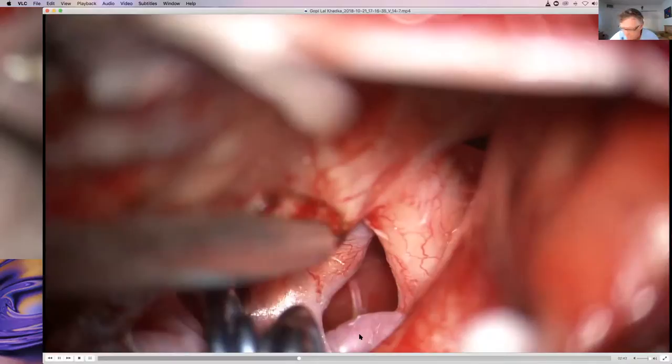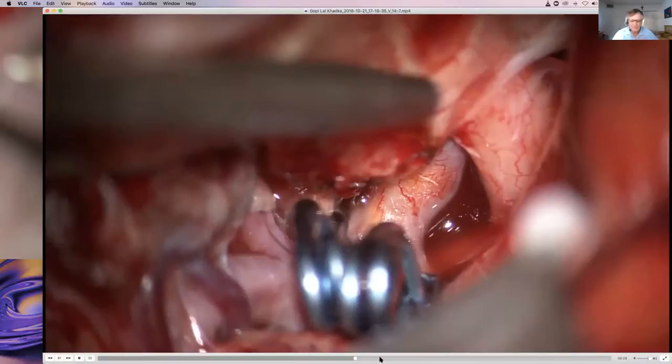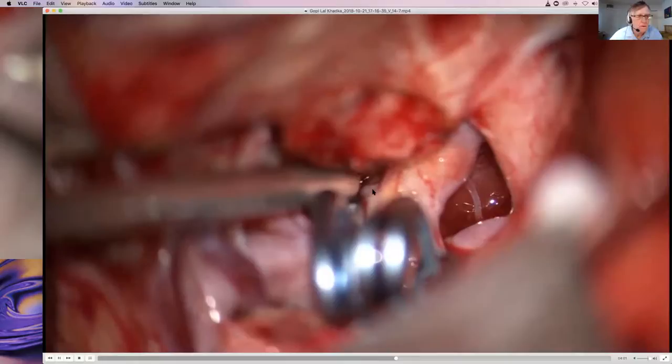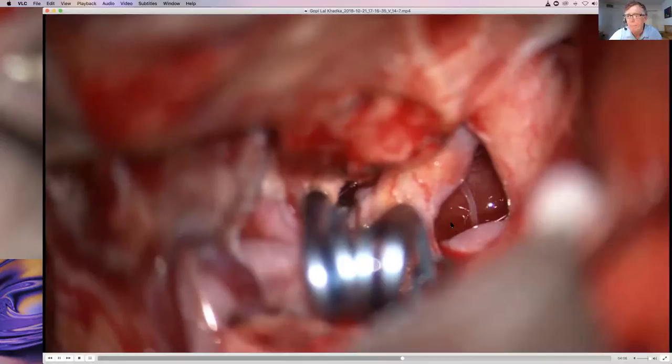That is your A1, posterior A1 arising there. You can see the PCOM there, that is the PCOM. That is a PCOM. Okay, clearly seen now. Perforated membrane of Willis is there. The tailored cut in the tent.